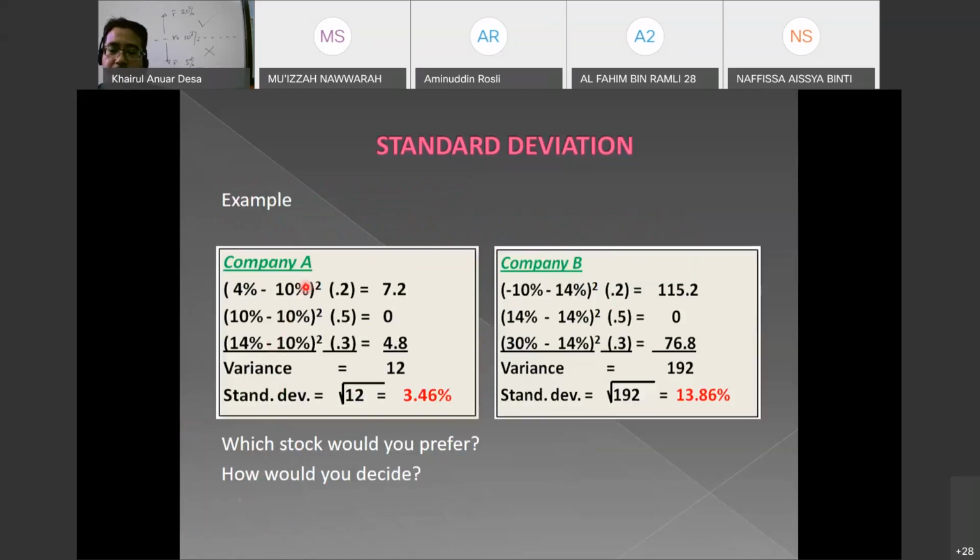Alright, here tadi saya suruh simpan jawapan. Company A, expected rate of return here. Okay, expected rate of return of company A 10%, 10%, 10%, and expected return for company B is 14%. Here. Dan here is the return for company A, and this is the return for company B.